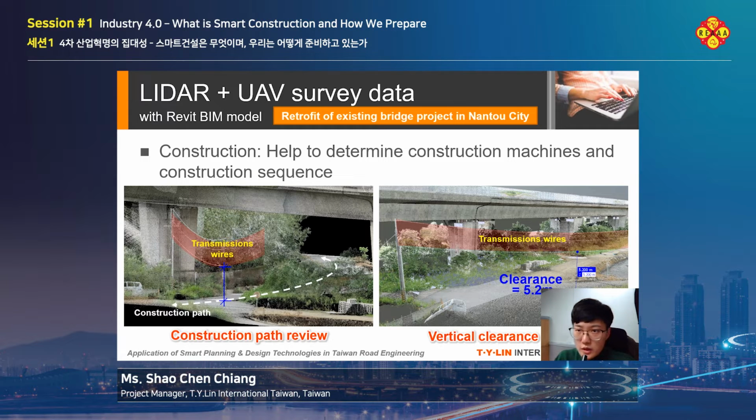Moreover, since we noticed that there are transmission wires on top of our construction path, we use the point cloud model to check this vertical clearance as well. So the outcome is the clearance is 5.2 meters high. So our construction path is okay.